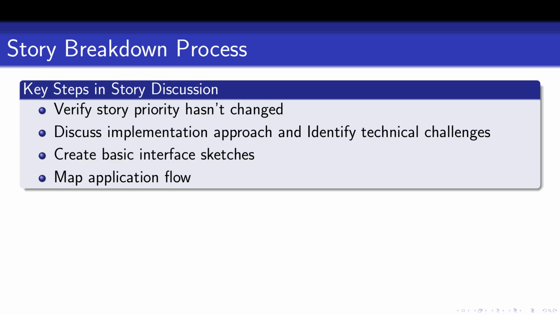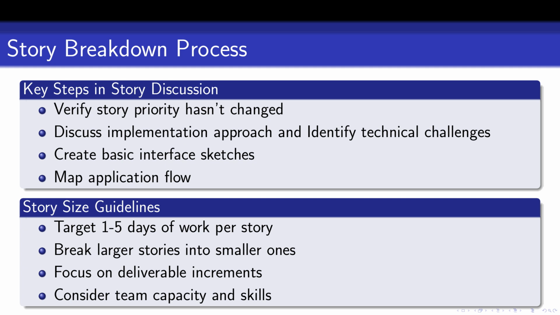Breaking down user stories is another vital activity. Start by verifying story priorities, discussing the implementation approach, and identifying technical challenges. Create interface sketches and map the application flow. Stories should target 1 to 5 days of work, breaking larger stories into smaller increments when necessary.